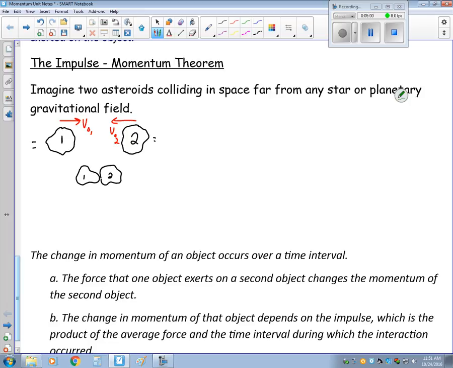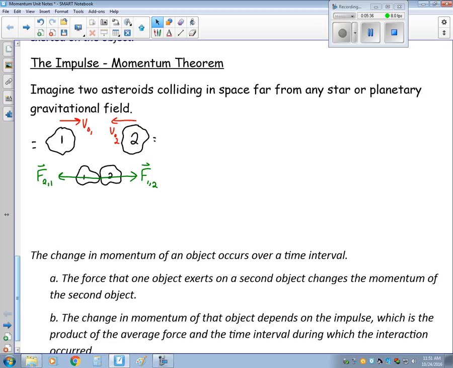So asteroid 1 is going to exert a force on asteroid 2. And asteroid 2 is going to exert a force on asteroid 1. So this two asteroid system, they're interacting. So there's two forces inside. So these are interaction pair of forces. These forces are equal in strength, opposite in direction. They do not cancel each other out because they are two forces acting on two distinct objects, all within that same system.